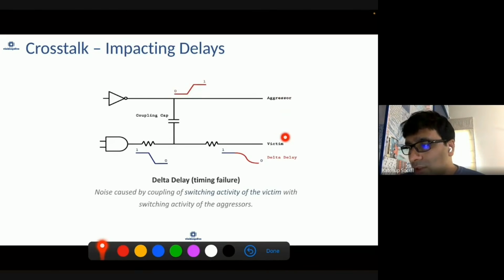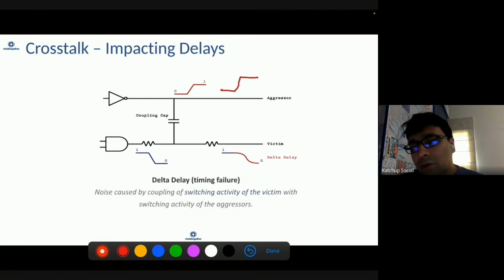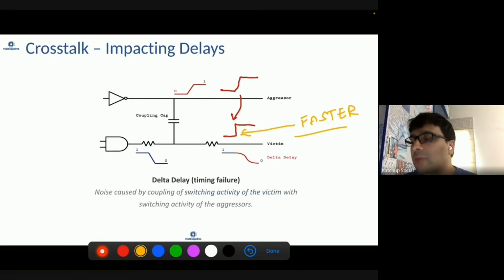Now, if the aggressor is changing, let's say from 0 to 1 in the design, and the corresponding signal close by, which is known as the victim, is also changing in the same direction, it can cause the victim signal to change faster. Because it changes faster, the rise time changes, and the delay of the circuit can become lesser. This is the case when both signals are changing in the same direction.